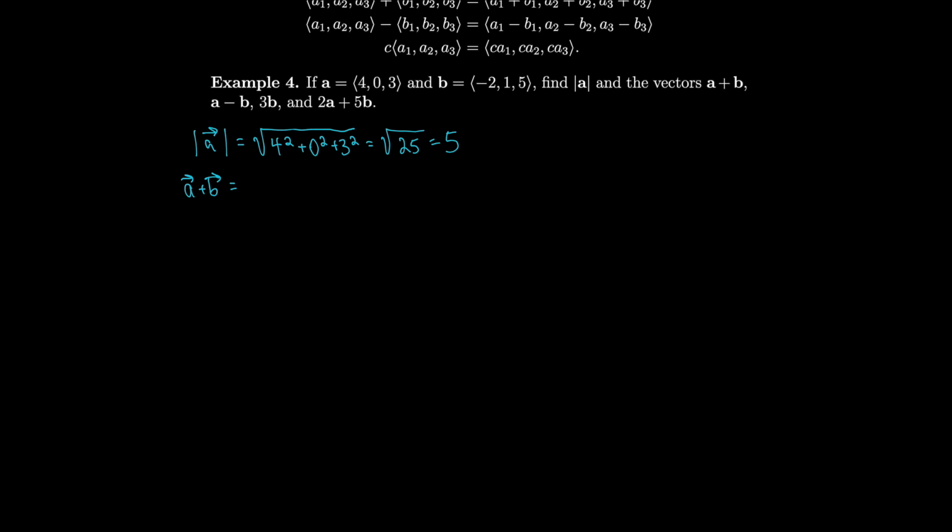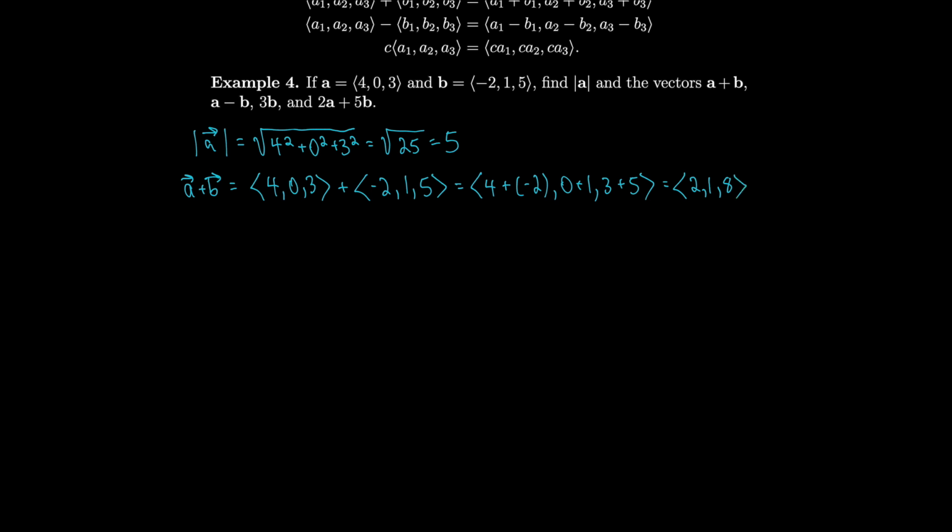Well, instead of drawing it, now I can just add each of the components. So that's 4, 0, 3 plus -2, 1, 5, which is equal to 4 plus -2, 0 plus 1, 3 plus 5, which is just 2, 1, 8.